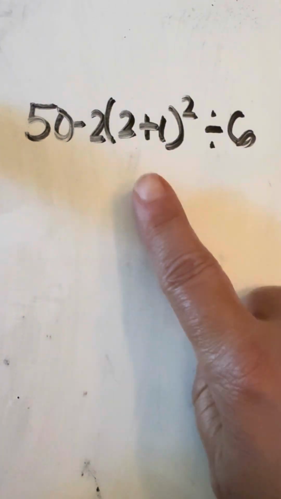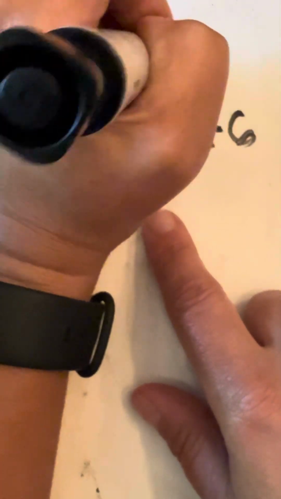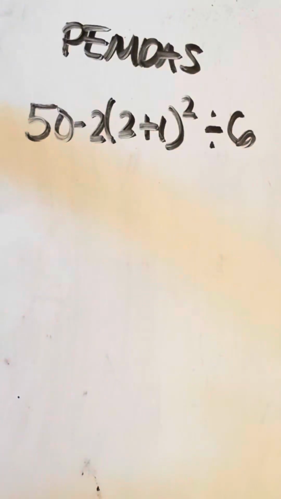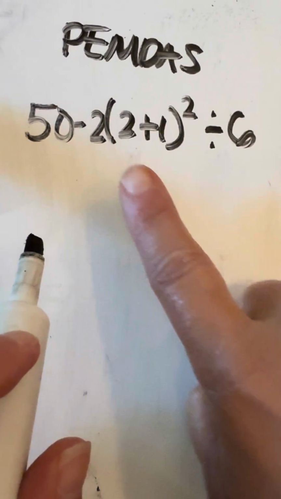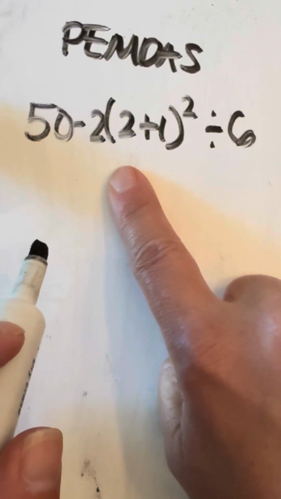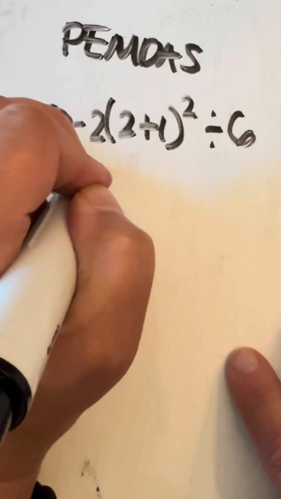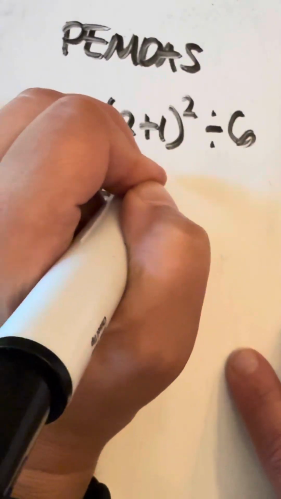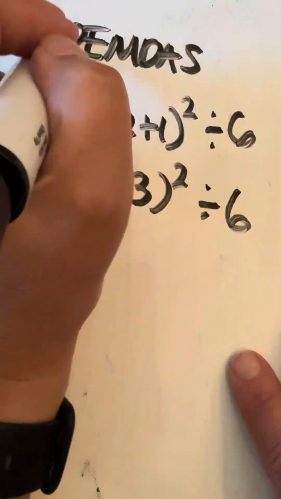So let's get started. We're going to put PEMDAS up here so you can remember: Please Excuse My Dear Aunt Sally. Please represents the P, or parentheses, so you do that part first. We're just going to do the replacement of 2 plus 1, which is 3. I'm writing all of this out so you can see everything I'm doing step by step. All right, so P is done.